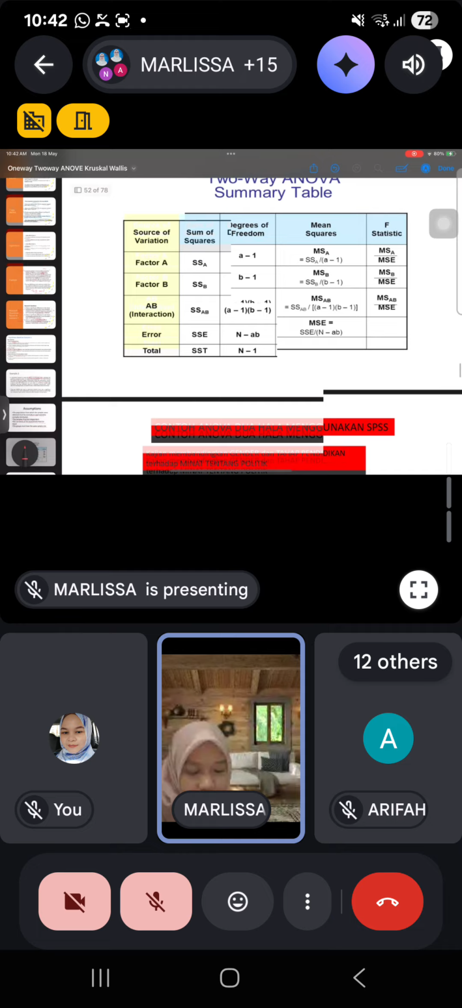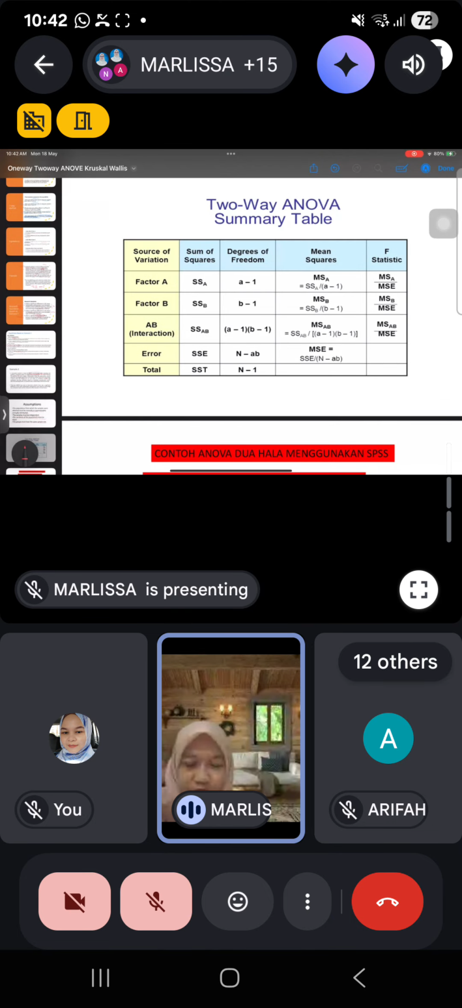Okay, so this is the two-way ANOVA summary table, just like what we looked at before in the one-way ANOVA. We have the sum of squares, degrees of freedom, mean squares, and F statistics here. The F statistic is the value of the ANOVA itself. If it is a t-test, we use the t statistic; if ANOVA, we use the F statistic. This is the formula for each of them, so you can refer to this later when you are doing the quiz.